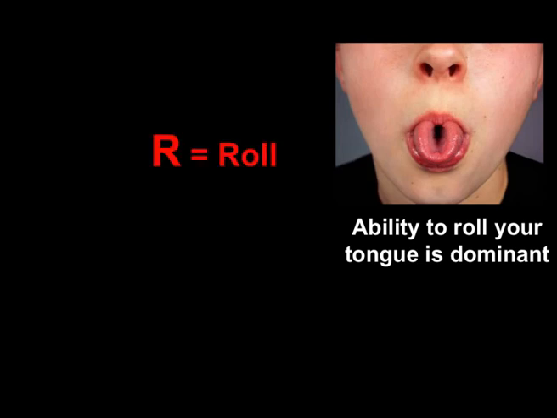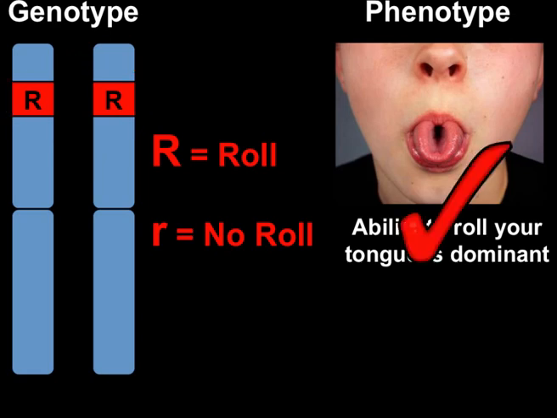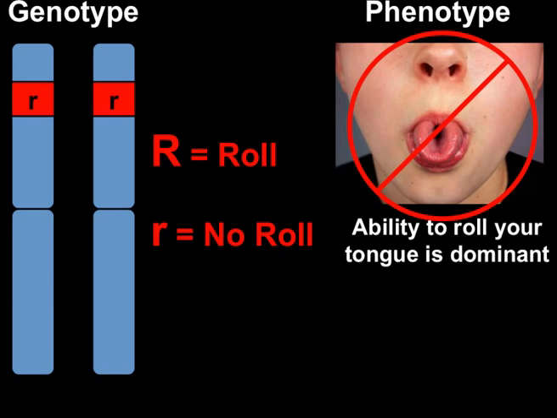So remember, I'm going to use a big letter for the dominant trait and a little letter for the recessive allele. So which alleles I have, remember that's my genotype, and then my physical traits are going to be my phenotype. So for this particular situation, I have two big R's, going to be able to roll the tongue. Big R, little r, still going to be able to roll the tongue. Little r, this is the only situation where my phenotype is going to be the recessive because I don't have a dominant.